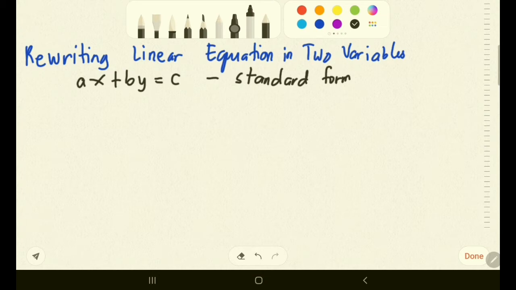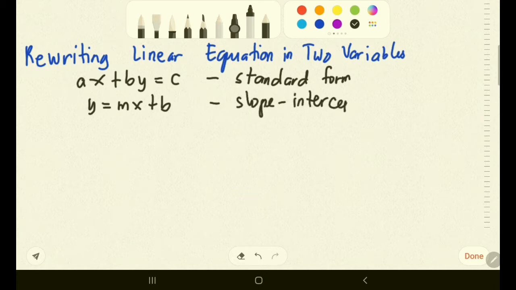You have also another form. This is y equals mx plus b. So we're going to name that the slope intercept form, in which m is the slope and b is the y-coordinate of your y-intercept.